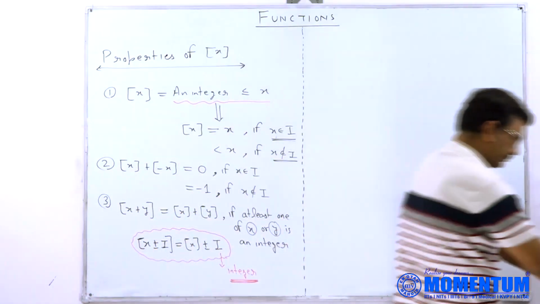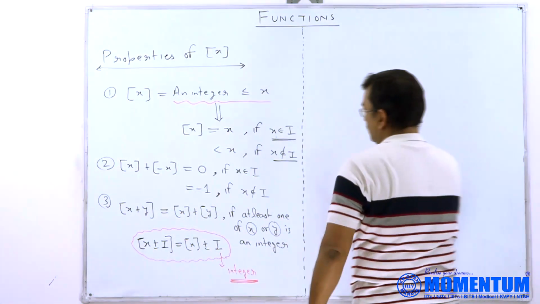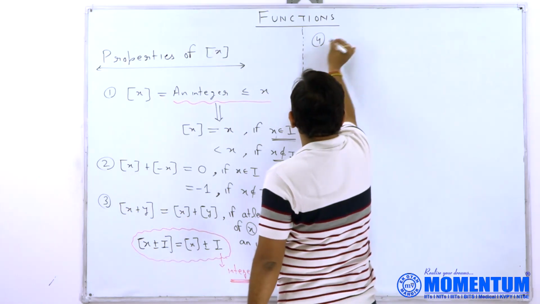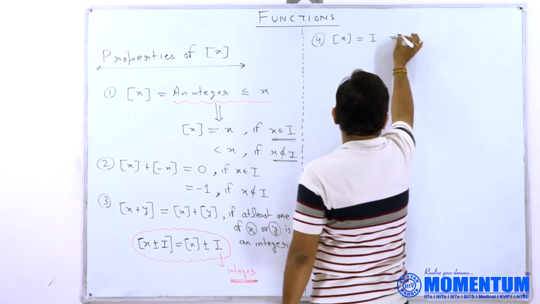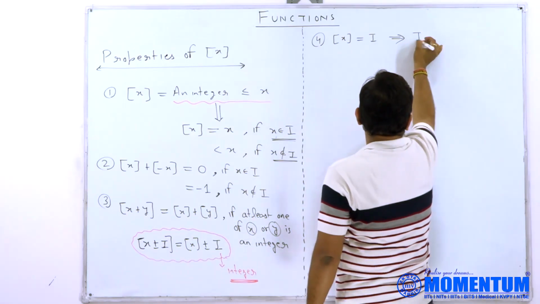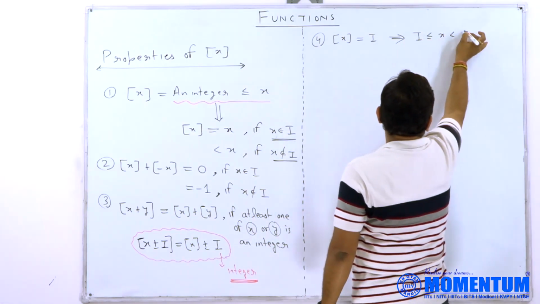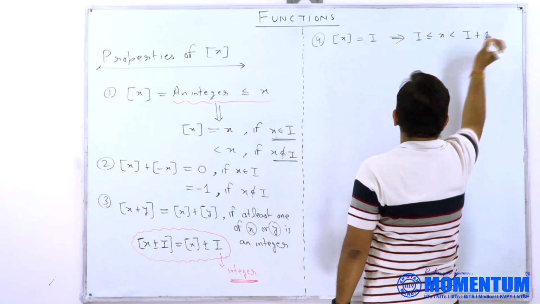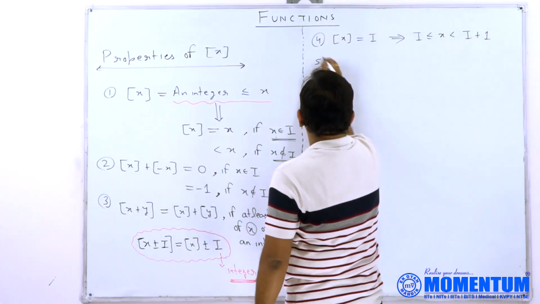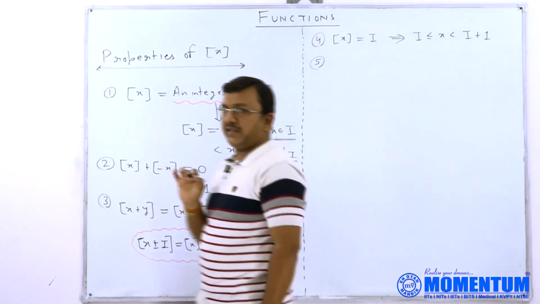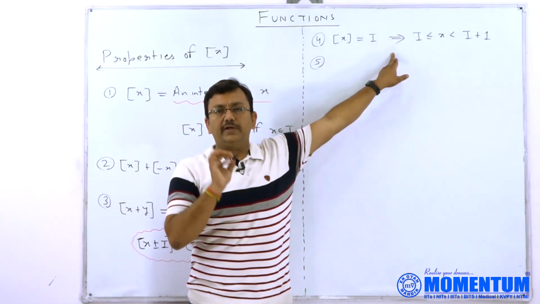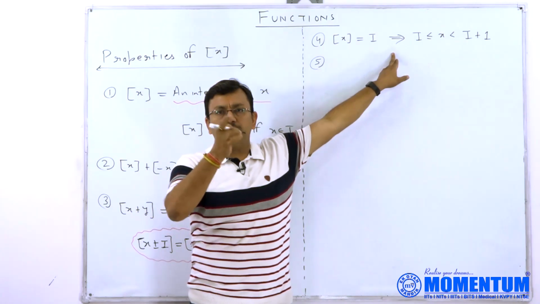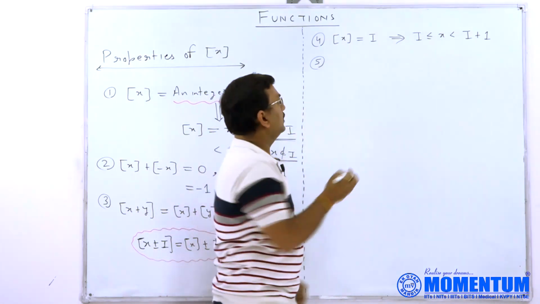Number 4. Square bracket x is equal to I implies that x is in between I and I plus 1. Remember, I is an integer. Square bracket x equal to 2. So what can be x? x can be 2 to 3, that I have written.